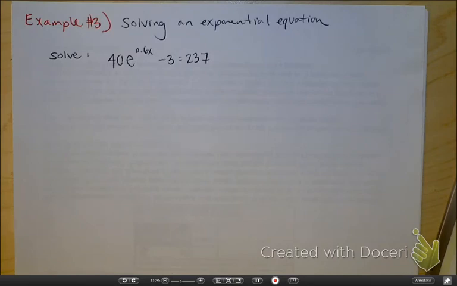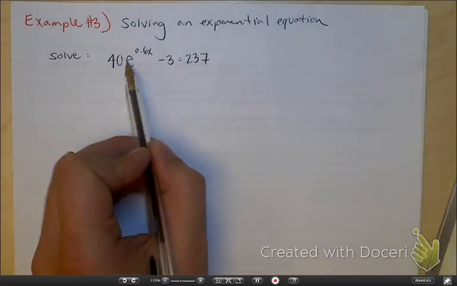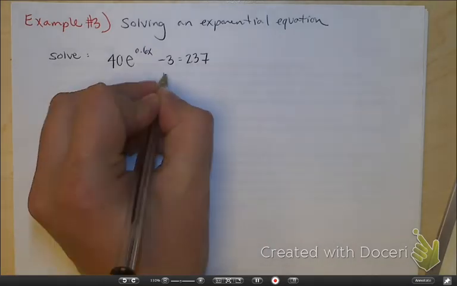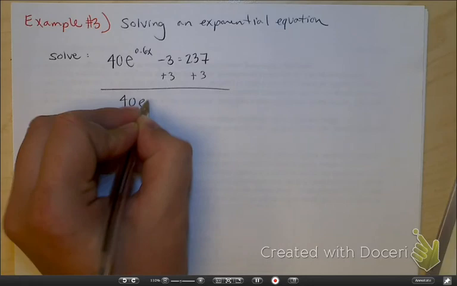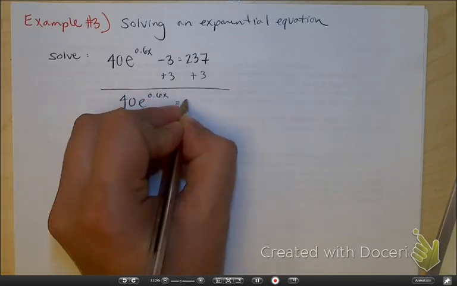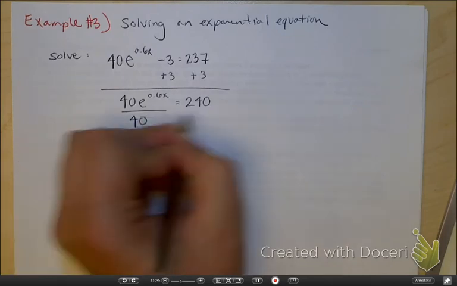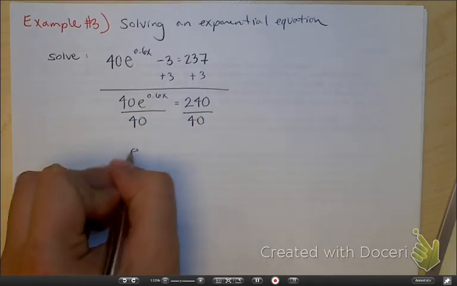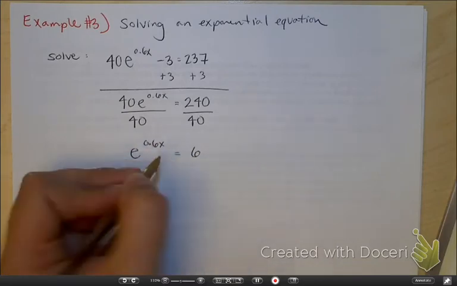Alright, let's look at another example using these same properties. Again, let's go back to the notes we wrote down earlier. Step 1 says to isolate the exponential expression. In order to do that, I have to get rid of this negative 3, and I have to get rid of this 40. I want e to the power by itself. So let's add 3 first. We get 40 e to the power of 0.6x equals 240. And then we can divide by 40 on both sides. So we get e to the power of 0.6x equals 6.